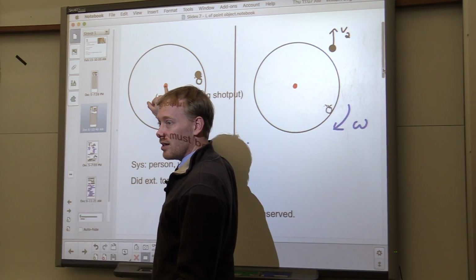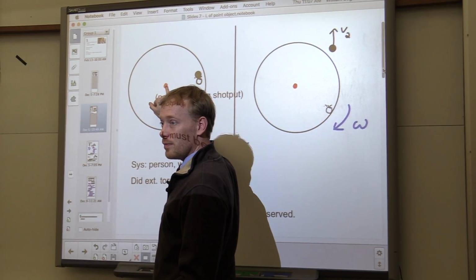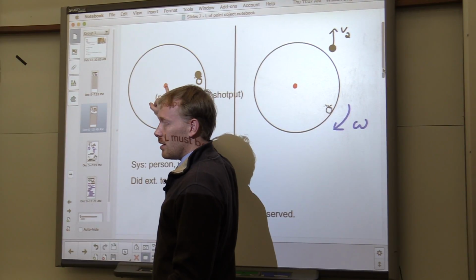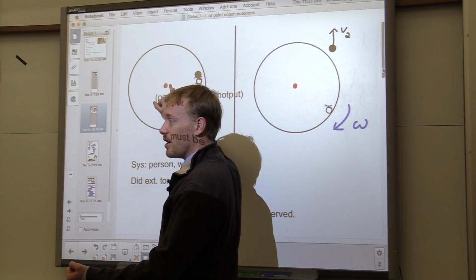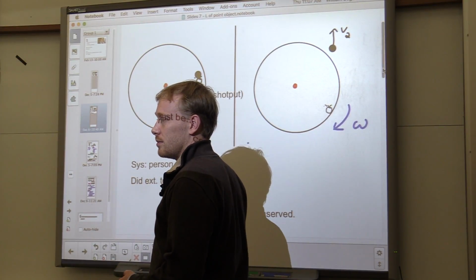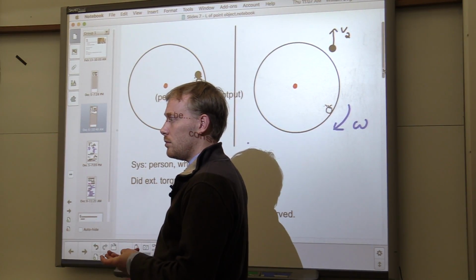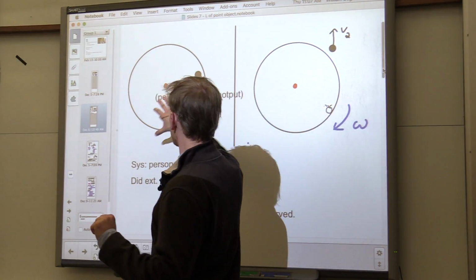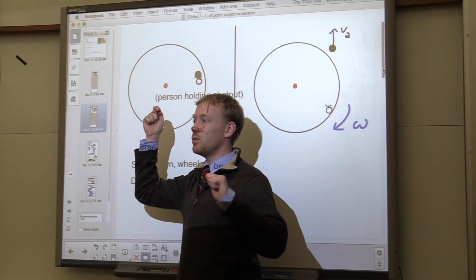Does that force exert an external torque on the system? No. Why not? Because the external torque. Yes. The person wheel system. The person wheel and the axis system. Well, let me take a step back again. Between this picture and this picture, did an external force act on the system of the person wheel shot put? Kevin?